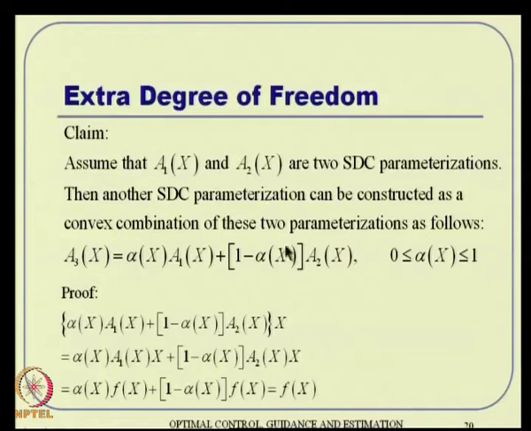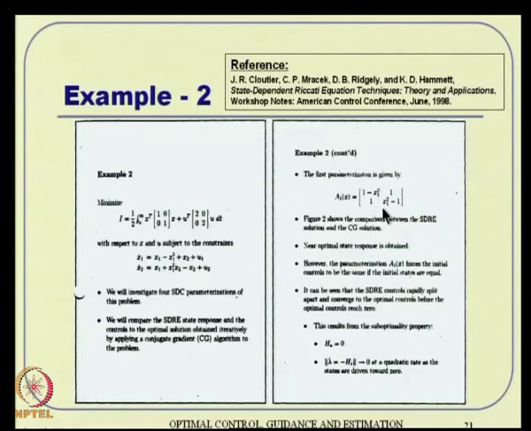Okay. In other words, if you know A1 and A2, then you can always construct an A3 like this. Here alpha becomes an additional tuning quantity, so it gives us some sort of additional freedom. This alpha can be tuned through an optimization procedure offline. You need not fix it online; you can do it offline, construct an A3 out of A1 and A2, and then operate your SDRE solution based on the A3 parameterization. So that's the whole idea of extra degree of freedom actually.